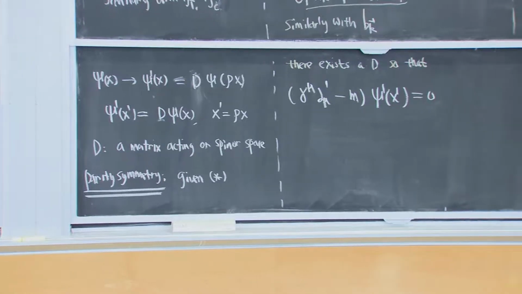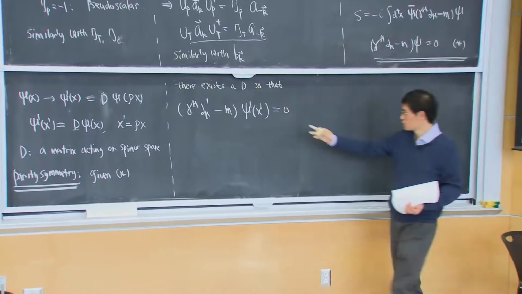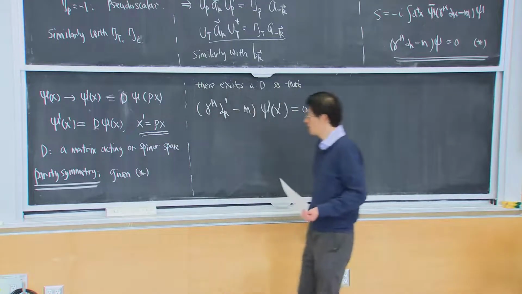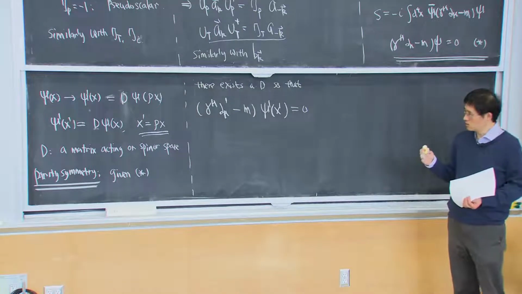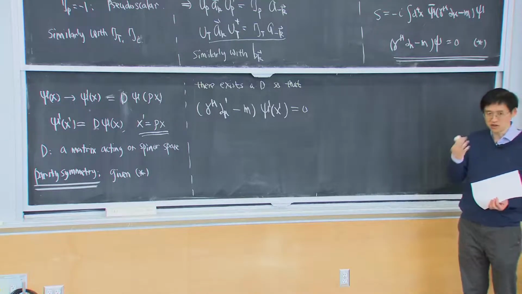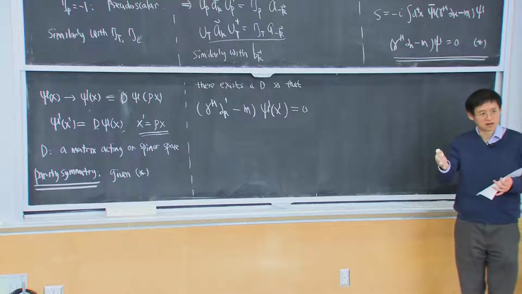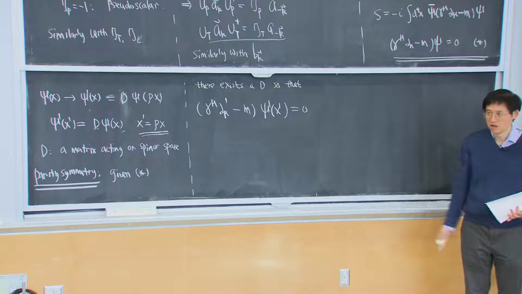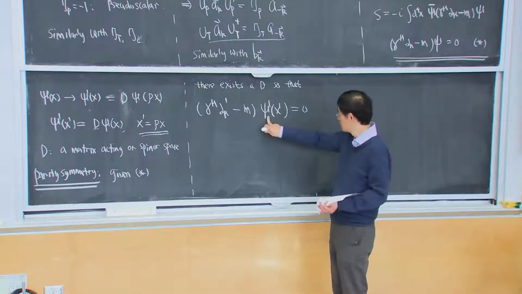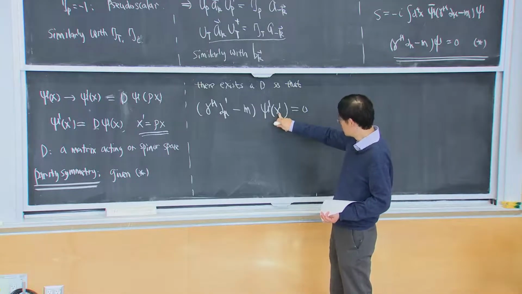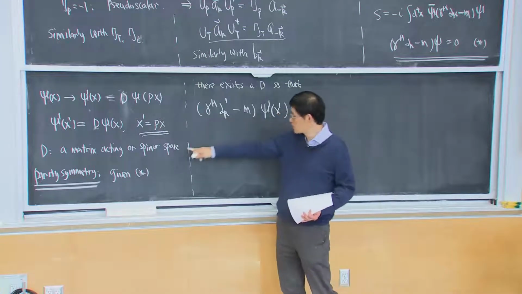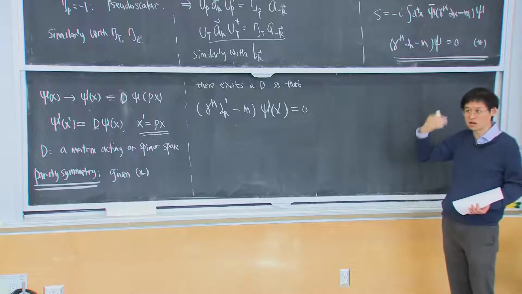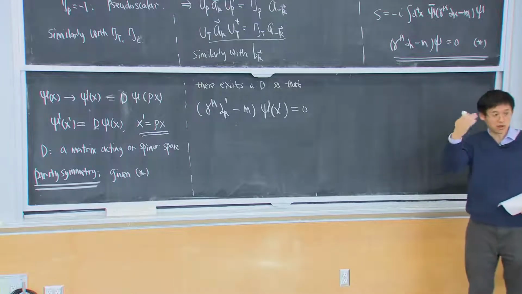So x prime corresponds to the reflected space, and we say the theory has a parity symmetry if in the reflected space you have the same form of the equation. That means that this psi prime, when you write it in the reflected space, should have the same form of the equation as the original Dirac equation. This is the same concept as the Lorentz covariance we described earlier.